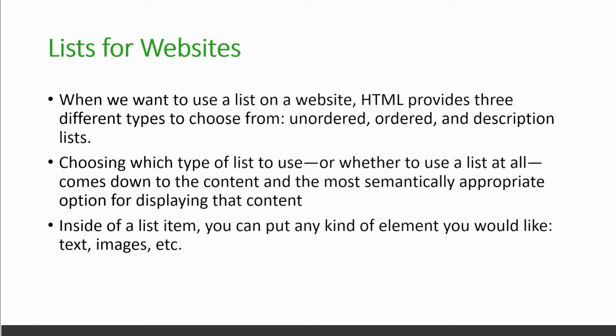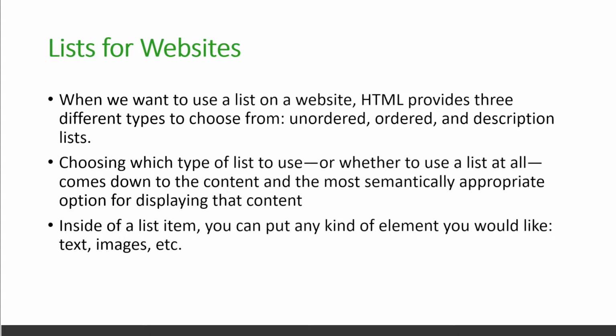And when we're choosing to use a list to organize the information on our site, we want to make sure that we are choosing a list that will be the most semantically appropriate option for displaying the content that we are trying to display. Right? So for example, if it's like those turn-by-turn directions that I talked about where everything has to be done in a specific order, an ordered list is the most appropriate.